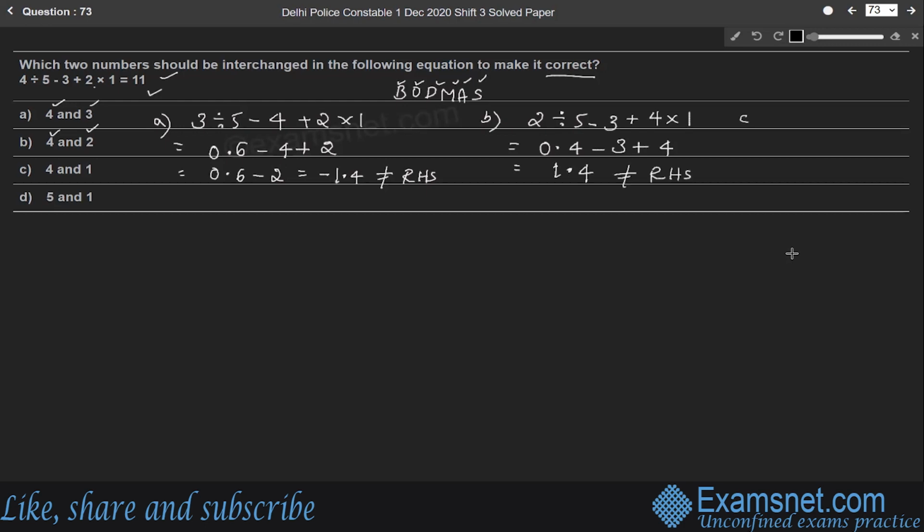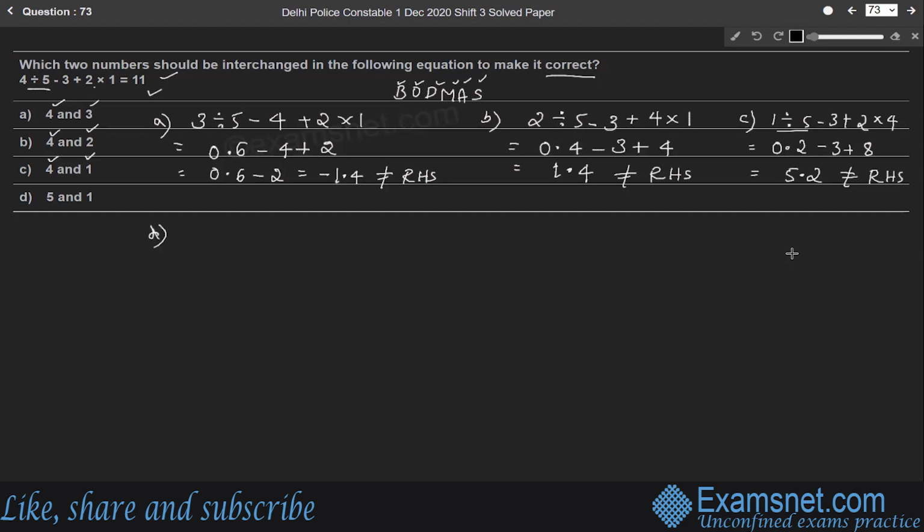Option C: if we interchange 4 and 1, 4 by 5 becomes 1 by 5, minus 3 plus 2 into 1 becomes into 4. According to BODMAS, 1 by 5 is 0.2, minus 3 plus 2 into 4 is 8. So 8.2 minus 3 is 5.2, which is not equal to the RHS.